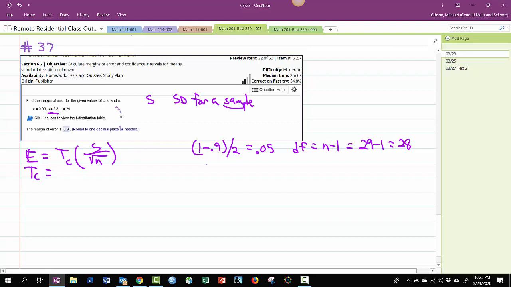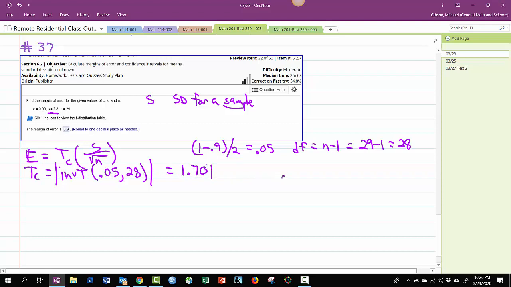Now we're going to put this in the calculator, INVT 0.05, our degrees of freedom is 28. Remember, this is going to come out negative. We're just going to drop the minus sign. Technically, put the absolute value around. In any case, it's 1.701.